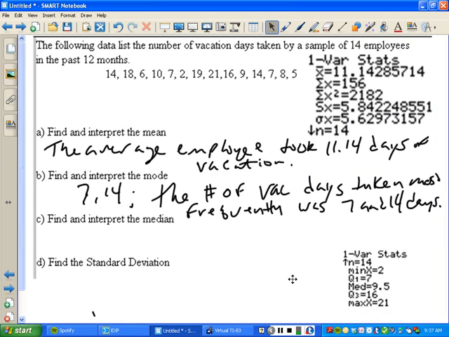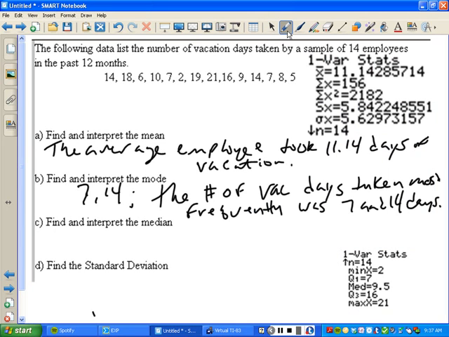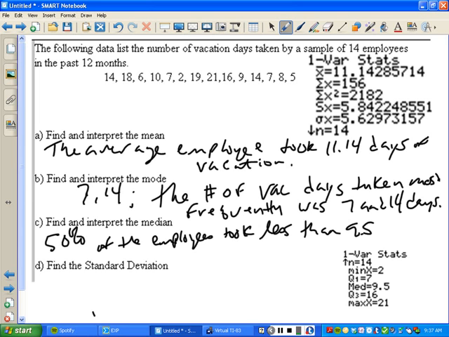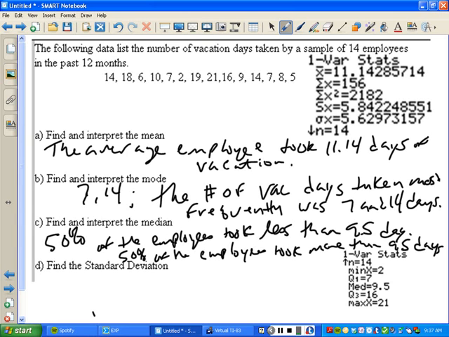So here I would say 50% of the employees took less than 9.5 days, or 9.5 vacation days, if you will, and 50% of the employees took more than 9.5 days. Okay. Any questions on that?